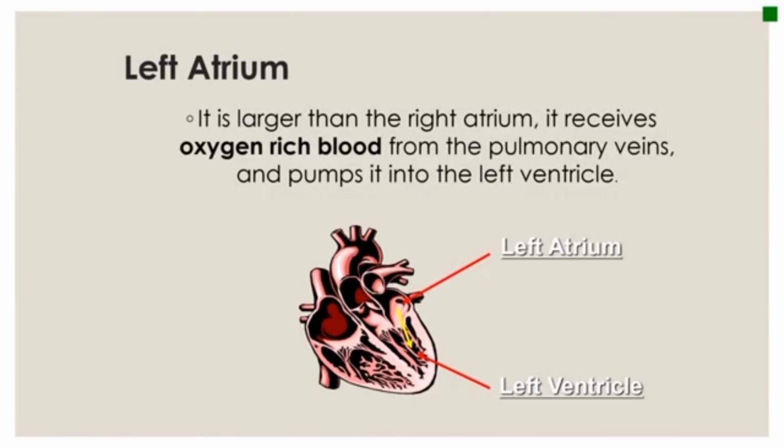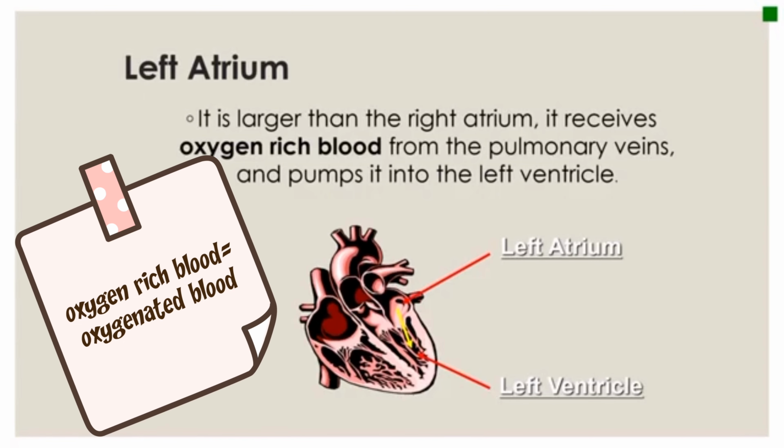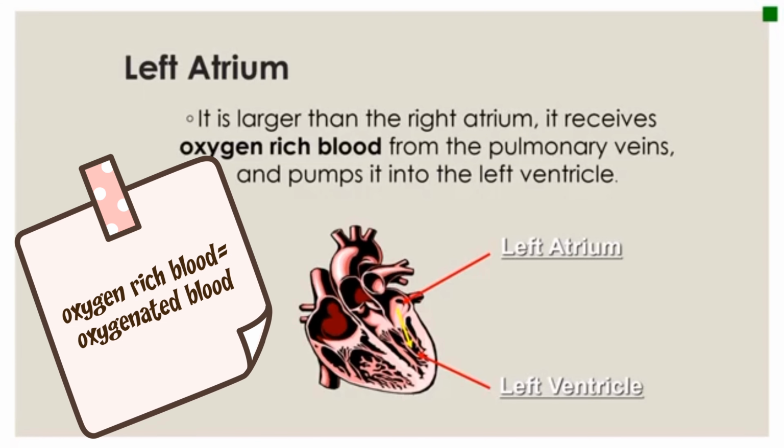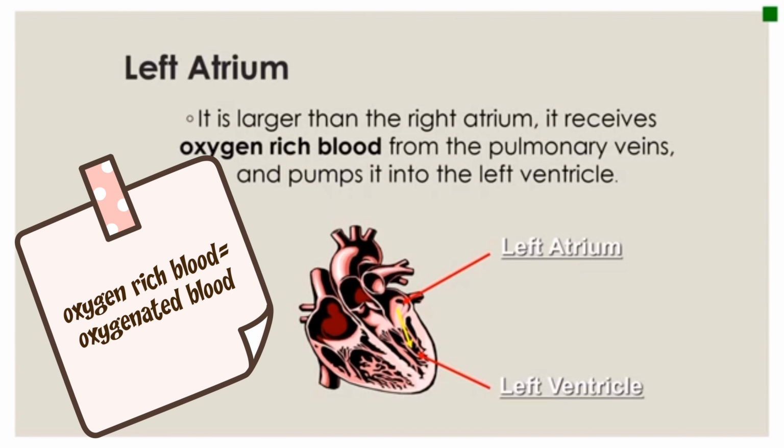Next, what about the left atrium? The left atrium is larger than the right atrium. It receives oxygen-rich blood from the pulmonary veins and pumps it to the left ventricle. So the left atrium carries blood that is rich in oxygen.